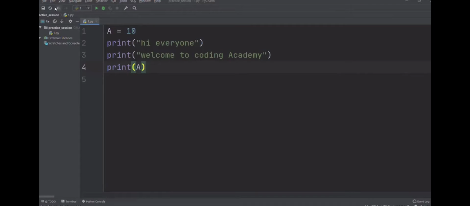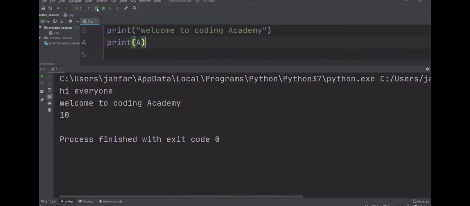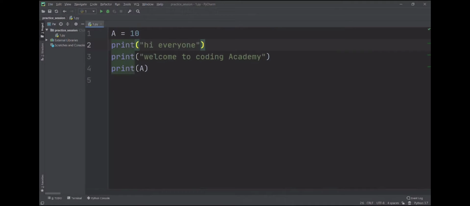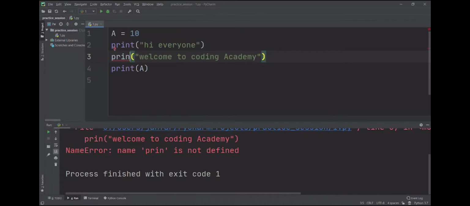Here we are using Python as an interpreter. Since there is no error in the code, it will do step-by-step execution and throw the output. Now we will create an error in the third line. We will remove the t from print. Then we will rebuild the program.